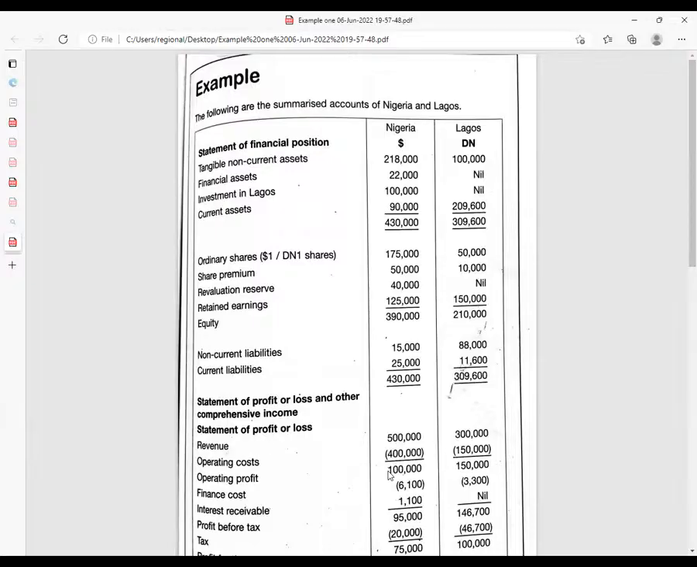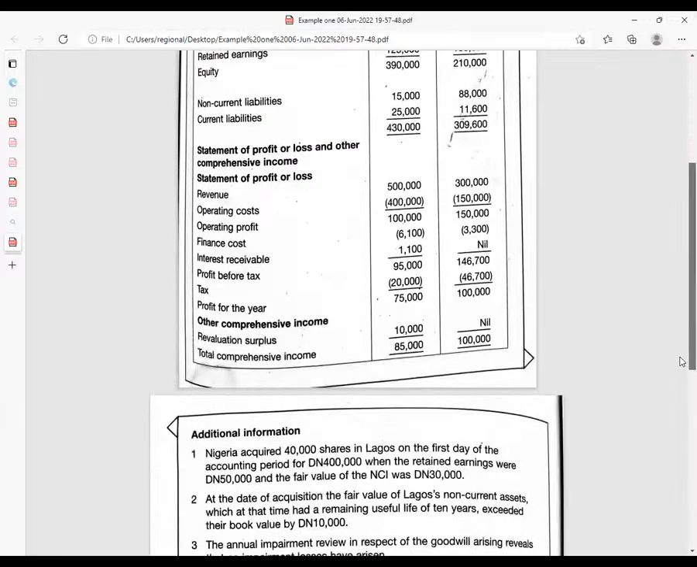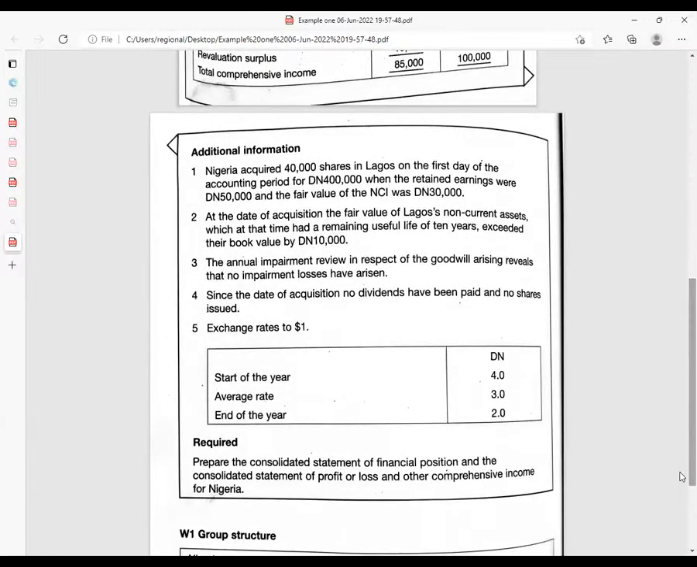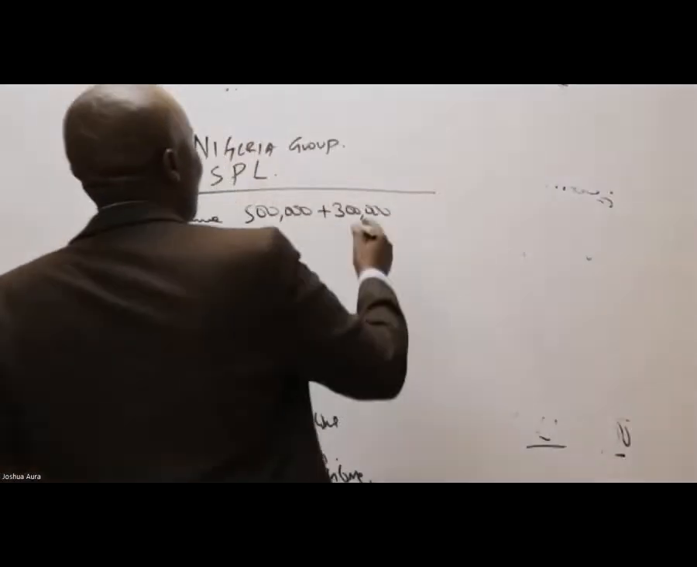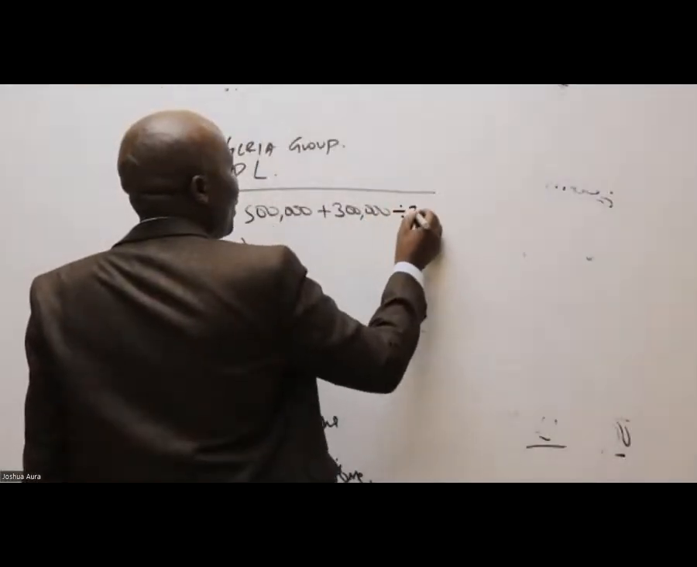So how do I exchange this 300,000 to dollars? Which rate should I use? When we started, I gave you the procedure. Which rate should I use, ladies and gentlemen? Average rate. Do you remember that? For income statement, it's always average rate, divided by 3. Thank you very much. So divide this by 3.